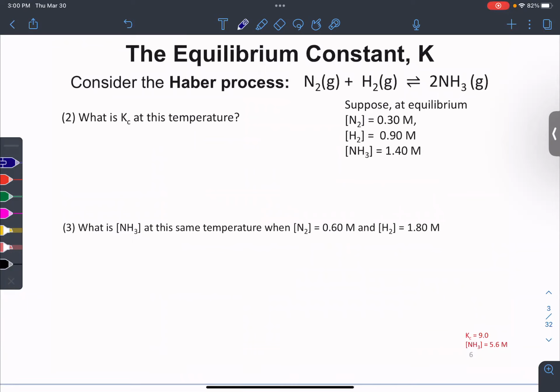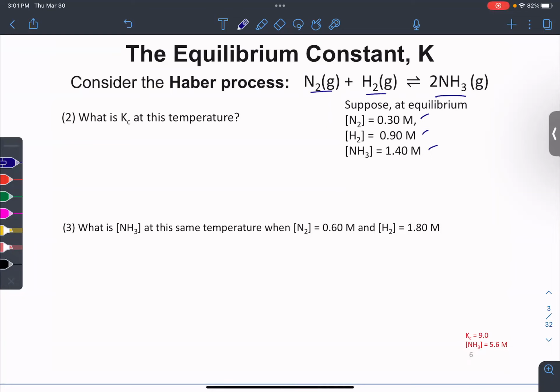So let's see the significance of this. Let's work with the Haber process again. Let's say that you let this reaction go, and at equilibrium, these are the concentrations you measure. Since this is at equilibrium, they should fit our K expression.